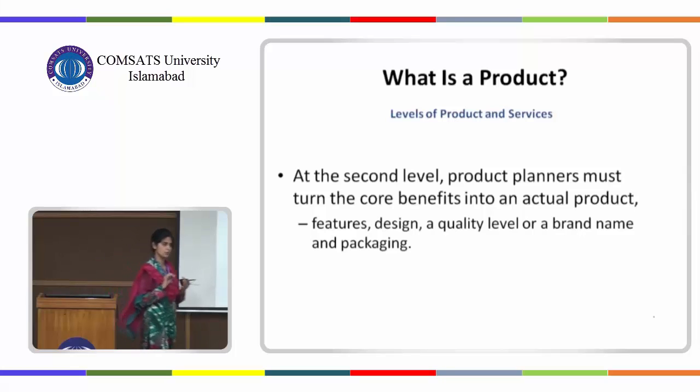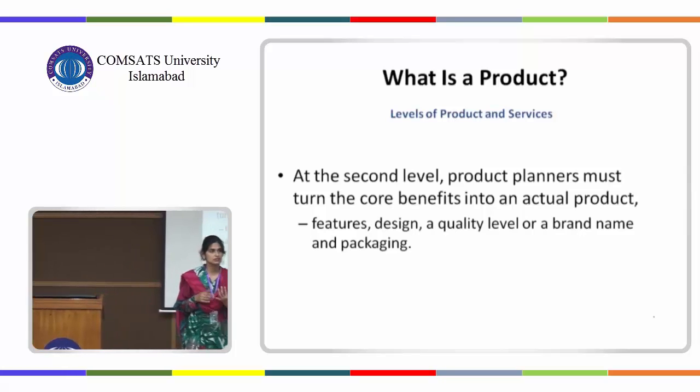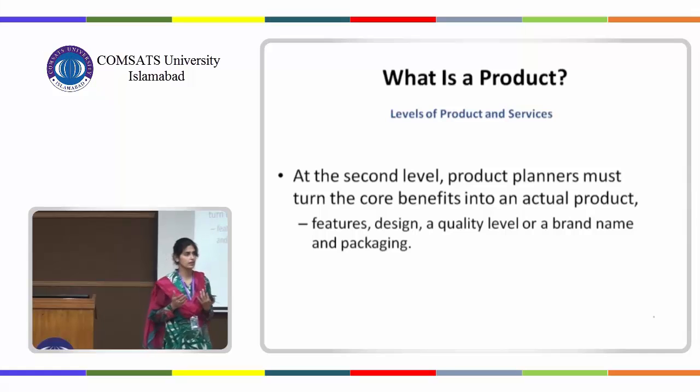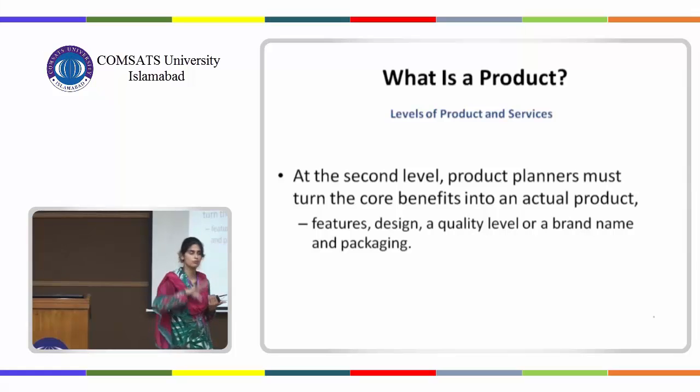Once you've decided what benefit you want to give to the customer, you move ahead and make the actual product around that benefit. So you want to give connectivity to people, right? Connectivity is the core benefit that you want to deliver in your product. What would be the actual product that you create out of that benefit? You create a cell phone for the people, right?